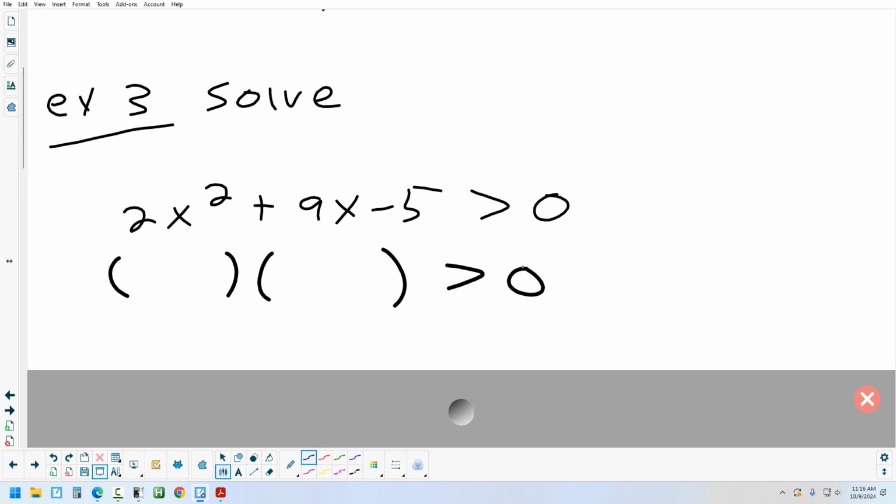Okay, what would be my first term in each set of parentheses to factor that? Yeah, an x, and what else? 2x. A 2x. I have a positive in the middle. I have a negative for my constant. What does that mean my signs will be?